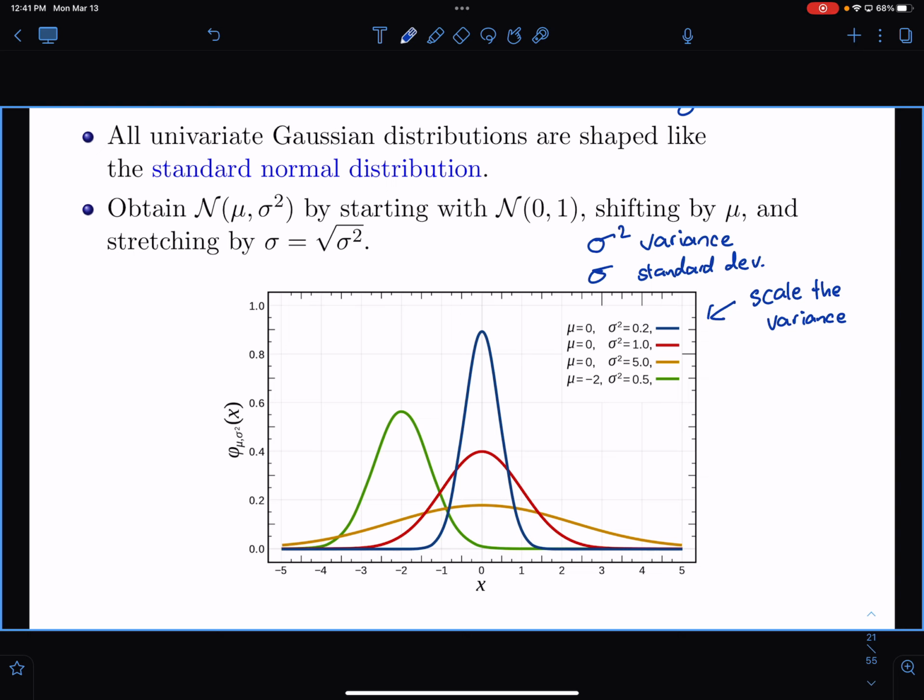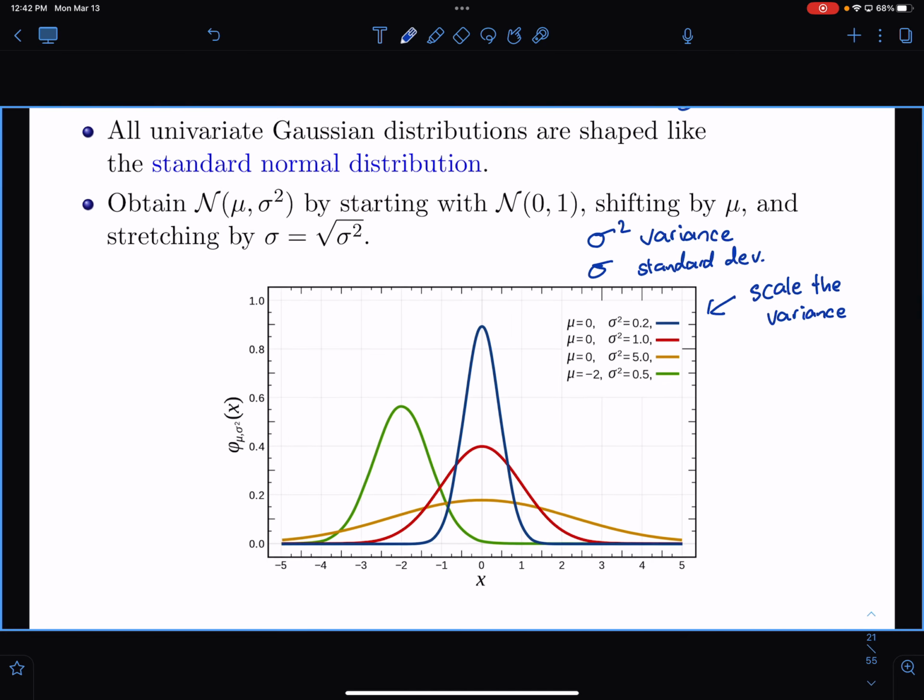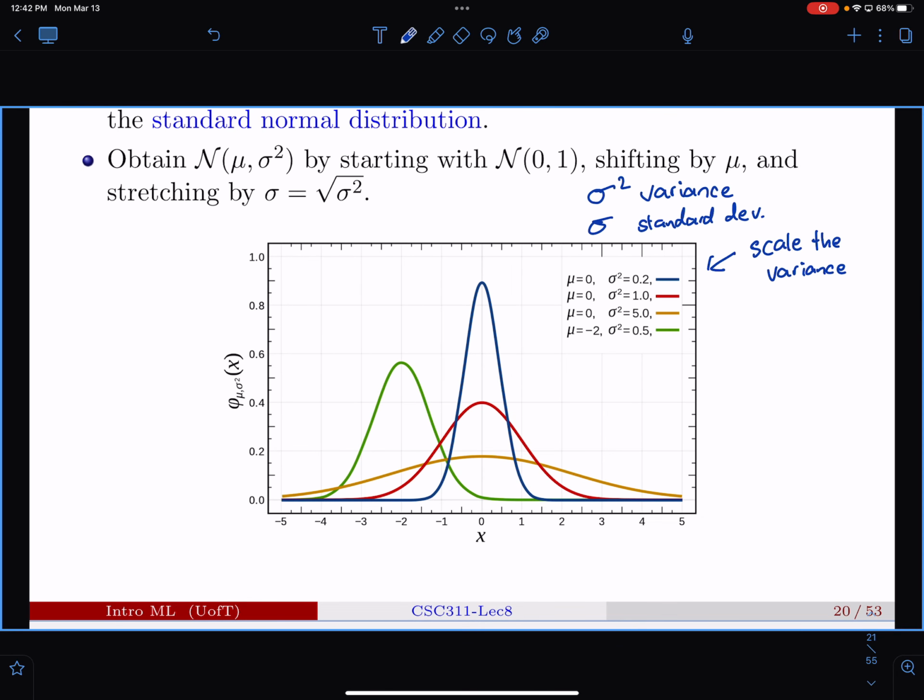If you apply a variance of 5, it's as if you're stretching out everything by a factor of 5. And then mu equals minus 2, sigma squared equals a half, means you're shifting by 2 to the left and then scaling everything by a factor of a half. So that's how Gaussians scale in the univariate case.